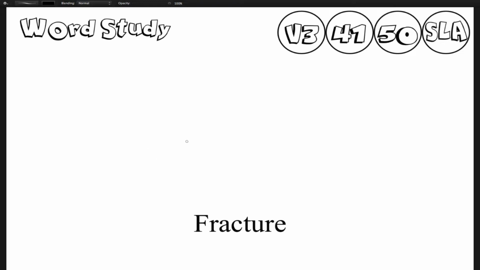The next word in this word study is fracture. Fracture is a big word that means to break. Look at the word fracture. The ending T-U-R-E together with the C makes a chur sound. Fracture. Not fracture. Fracture. To fracture means to break.